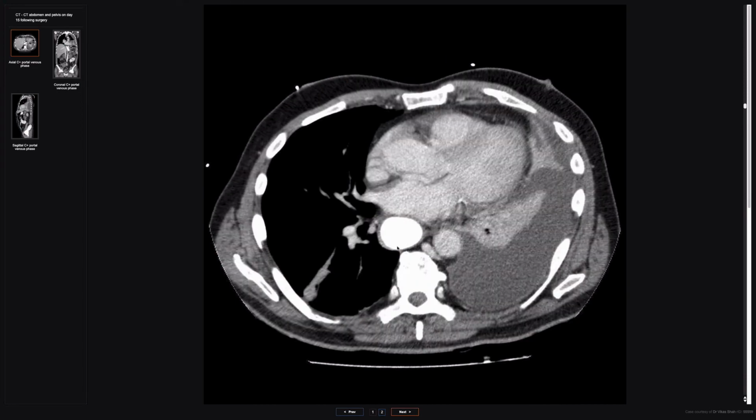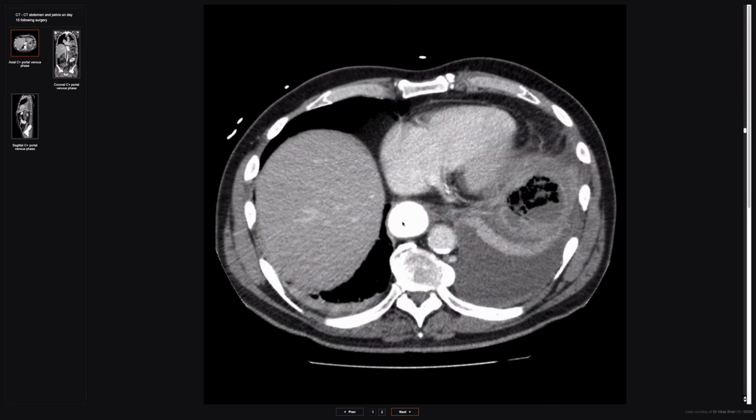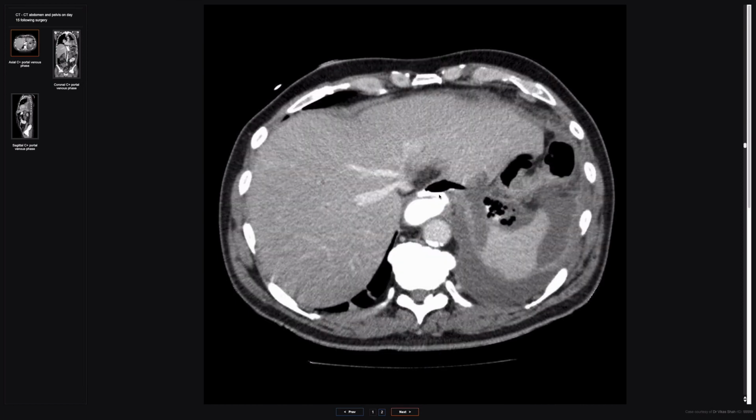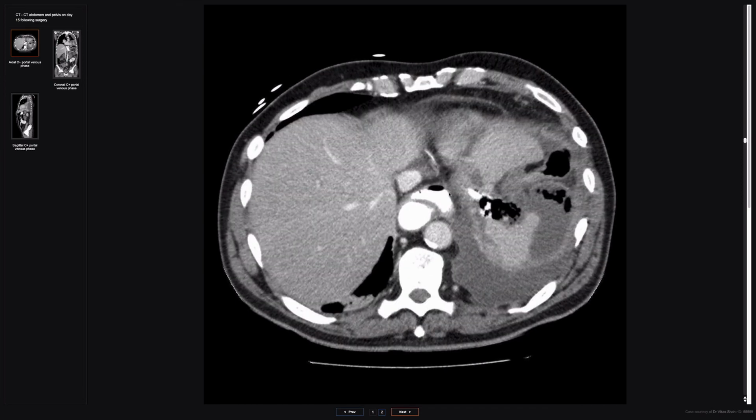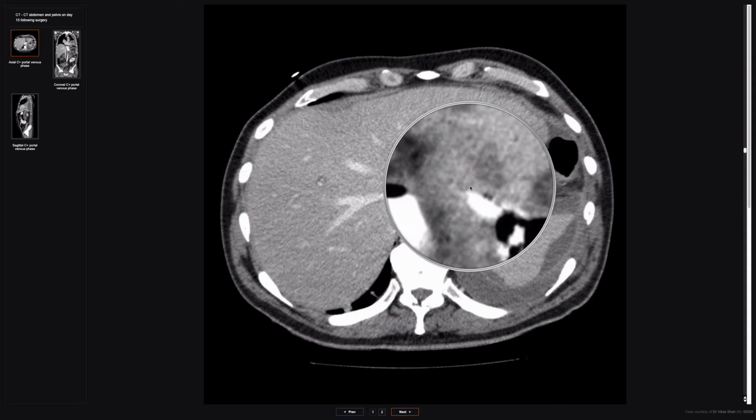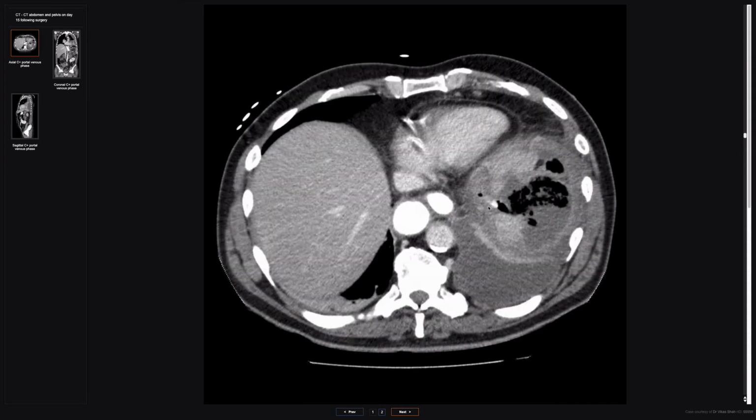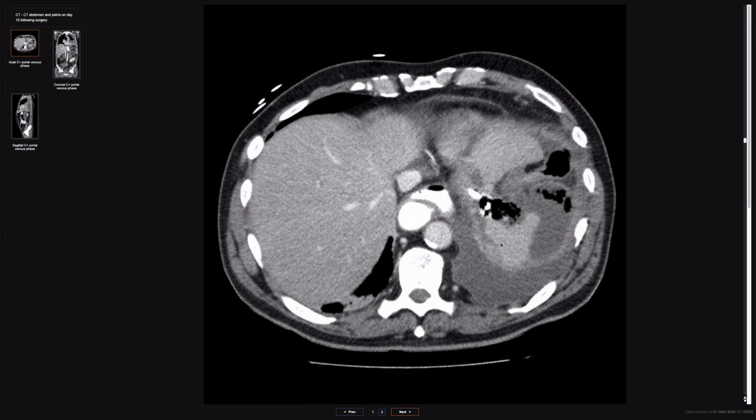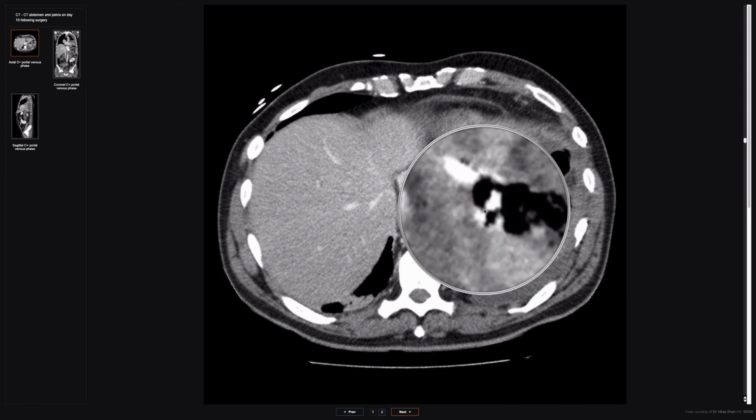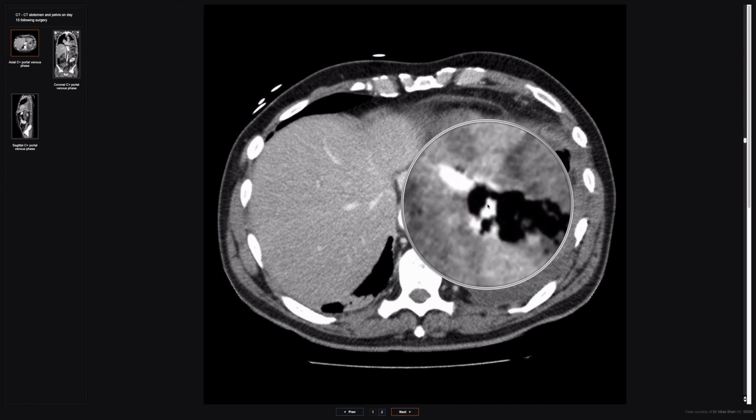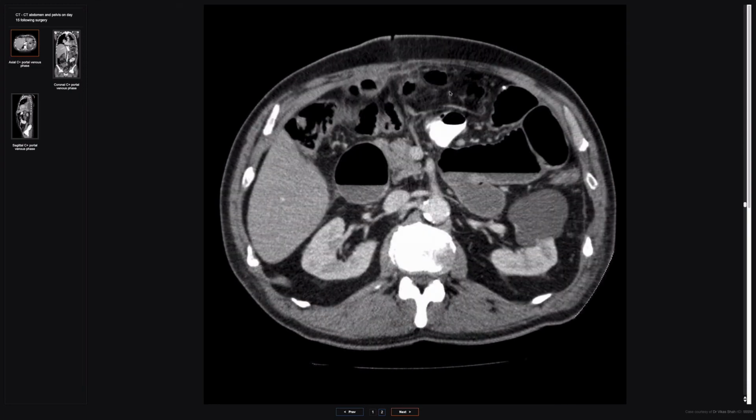So we've again given the contrast. You can see it in the esophagus, here coming down below the diaphragm, but this time it is leaking out. So it's leaking out here into this collection, just deep to the left hemidiaphragm. So you can see here that there's contrast mixed with gas. Okay, the small bowel has now returned to normal appearance.